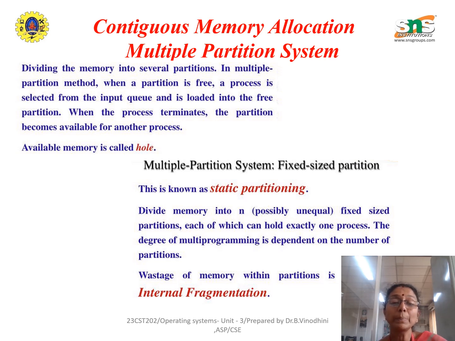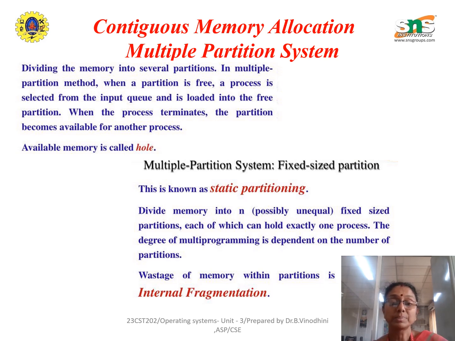In the multiple partition, in fixed size partitions, we use static partitions. Suppose you have 4 processes and the physical memory size is 20K. We allocate the space for the 4 processes, 20 divided by 4, so 5K for each process.